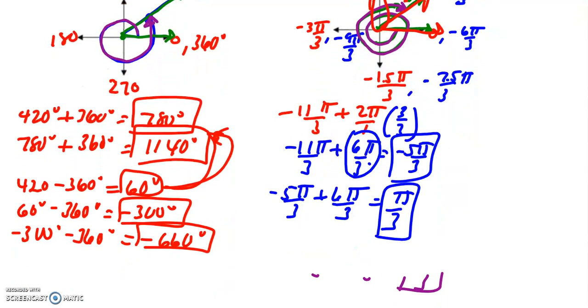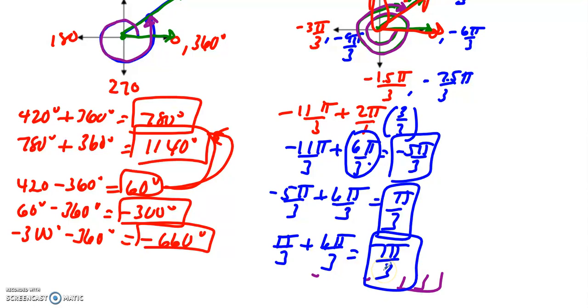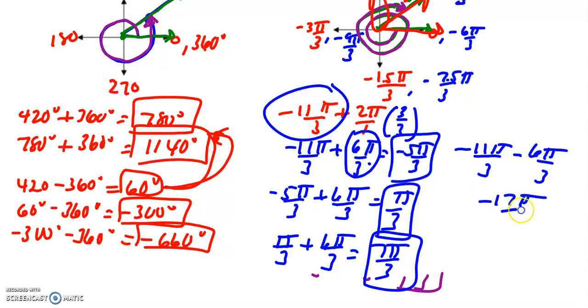I can keep going. Pi over 3 plus 6 pi over 3 would get me 7 pi over 3. And if I want another negative angle, I could go back to negative 11 pi over 3, subtract 6 pi over 3, and get negative 17 pi over 3.